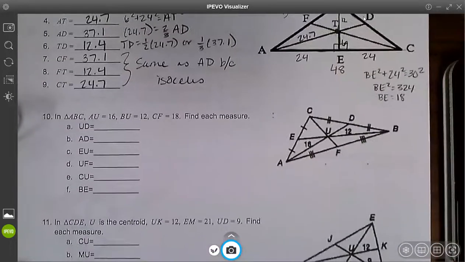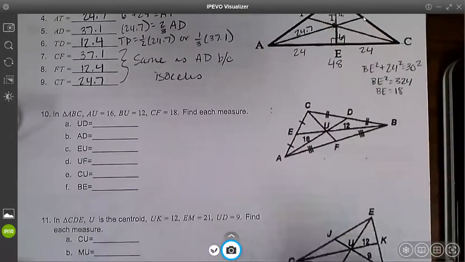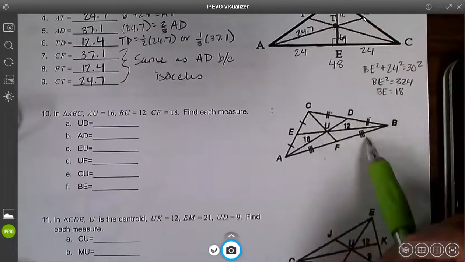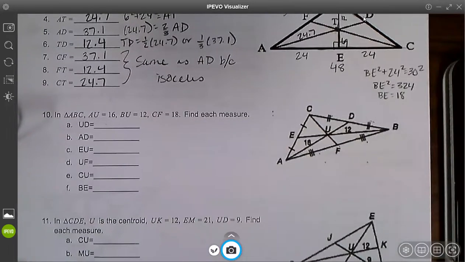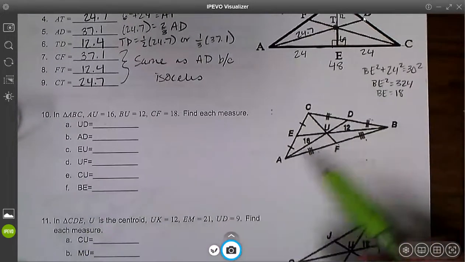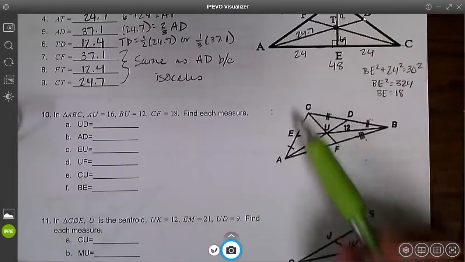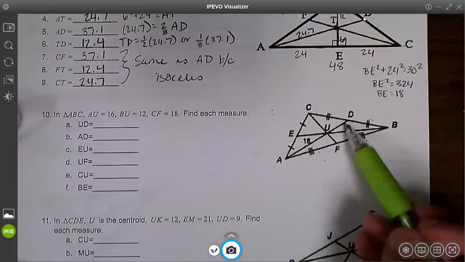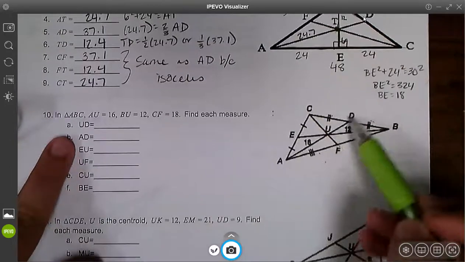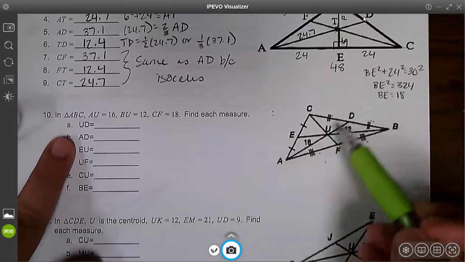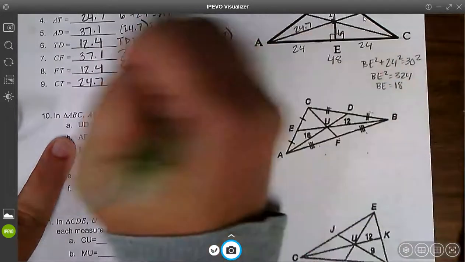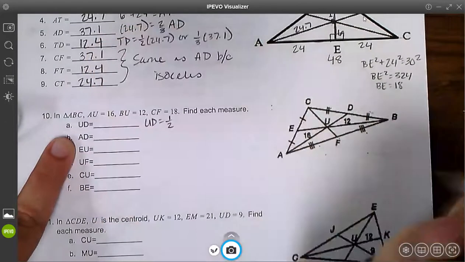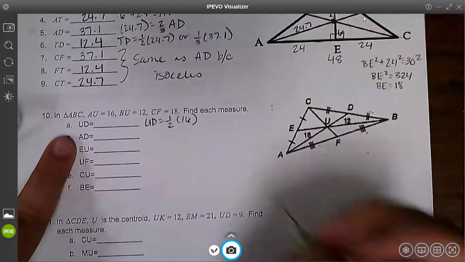All right. The next one, triangle ABC. So the reason we know that U is the centroid is because of the markings. Each side here is split into 2 congruent pieces. That makes CF, AD, and BE medians, which makes U the centroid. So we're given that AU is 16, that BU is 12, and that CF is 18. So we're going to start by finding UD. UD is 1/3 of AD, or half of AU, because this is a centroid and these are medians. So I'm going to say that UD is half of AU, which is 16. Half of 16 is 8.